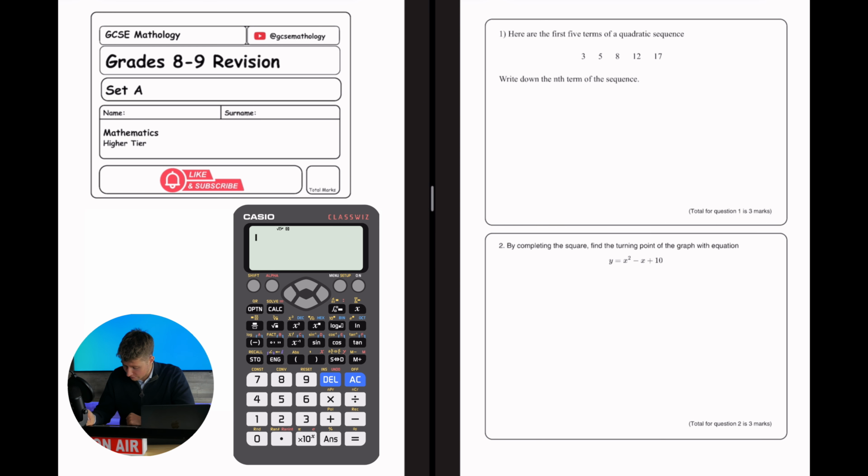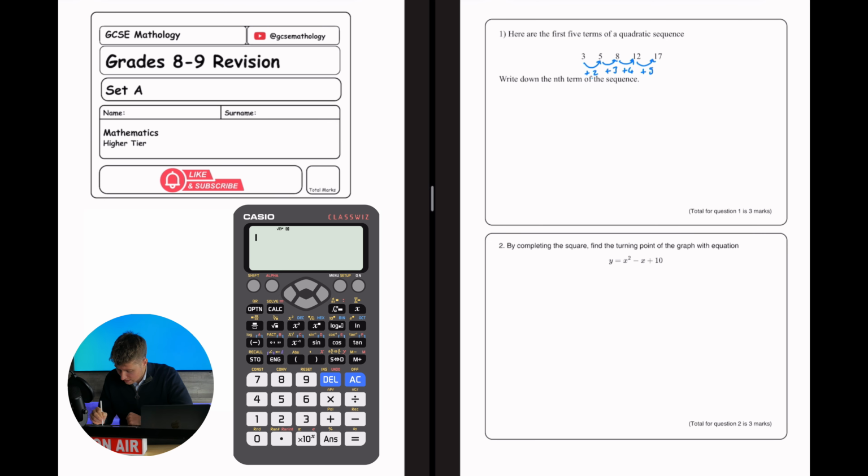So the first step is to find out what the common difference is between each of the terms. The difference between 3 and 5 is plus 2. The difference between 5 and 8 is plus 3. The difference between 8 and 12 is plus 4. And the difference between 12 and 17 is plus 5.